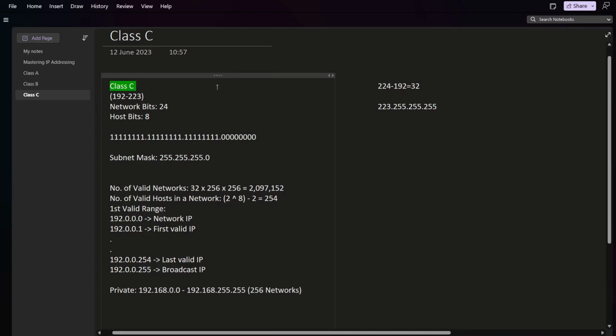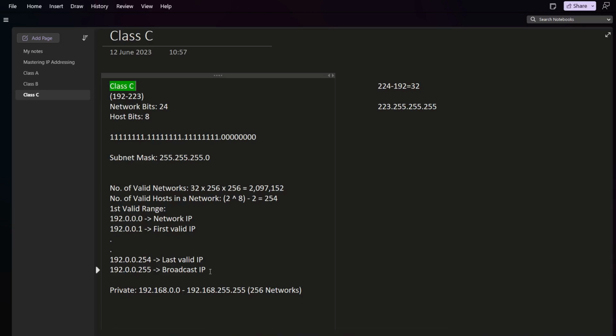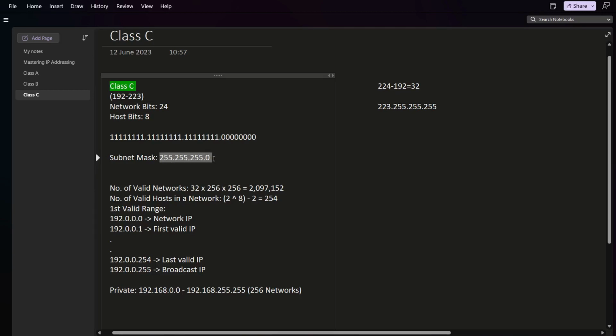Okay, so these are all the things you need to remember about a class. This is how you can calculate the number of hosts, the number of networks, the valid host IP addresses, and the network IP and broadcast IP. So this is all for this video. In the next video, we're going to dive deep into the subnet mask. We have seen the subnet mask. This is the basics of class C, but there is a lot more to learn about the subnet mask, right? So we'll dive deep into it.